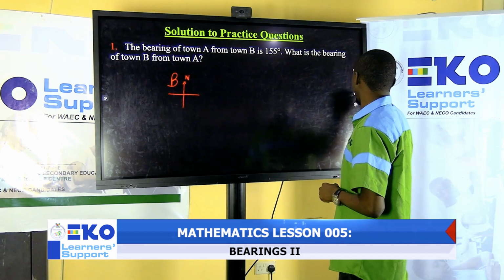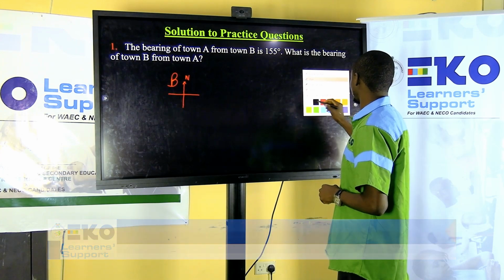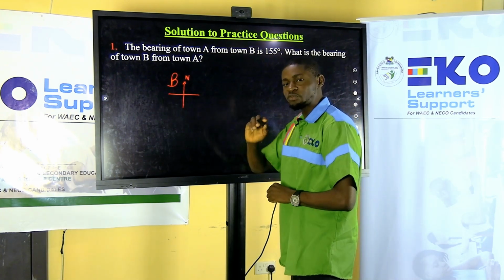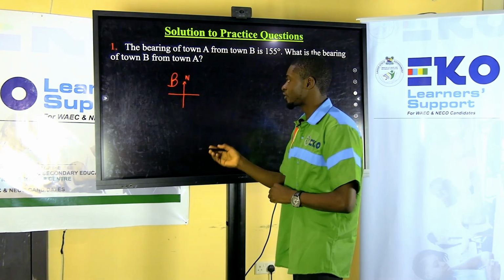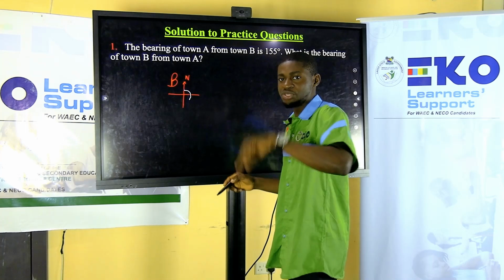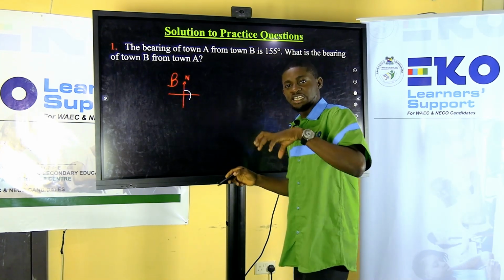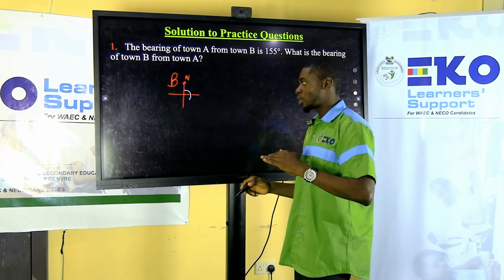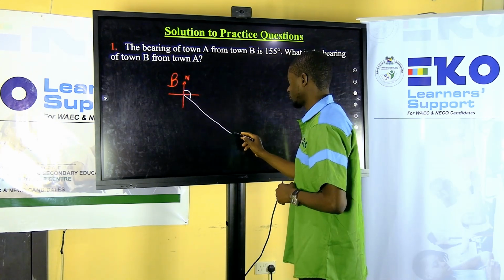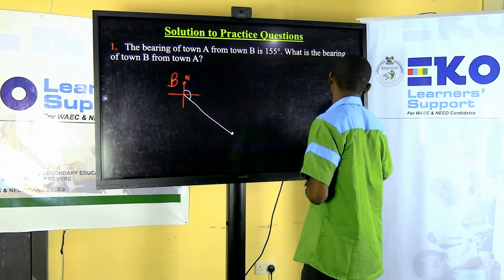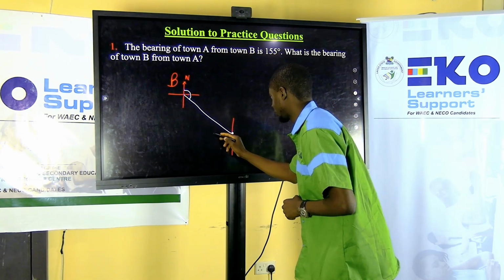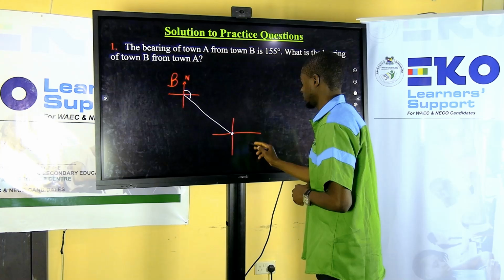So the bearing of town A from town B is 155 degrees. So you have to read clockwise 155 degrees. 90, 155 will be at the second part here. It is greater than 90, less than 180. So it's going to fall somewhere here. So that will be town A. This will be our town A.